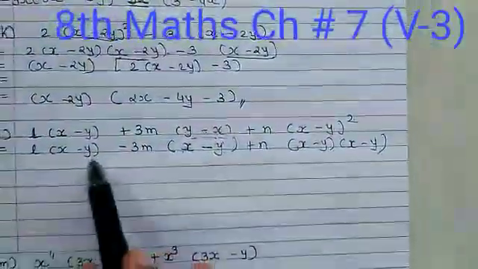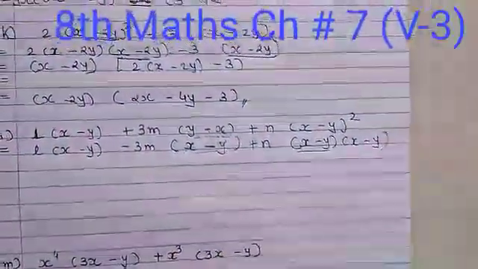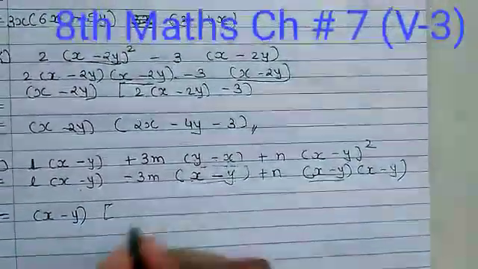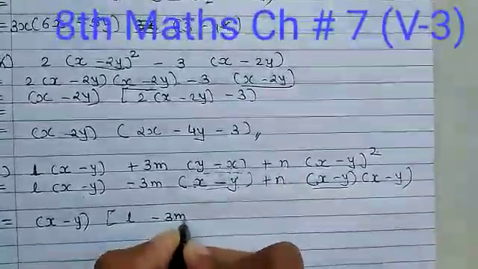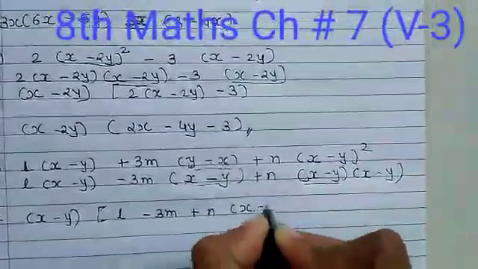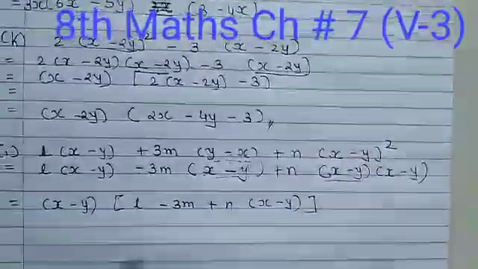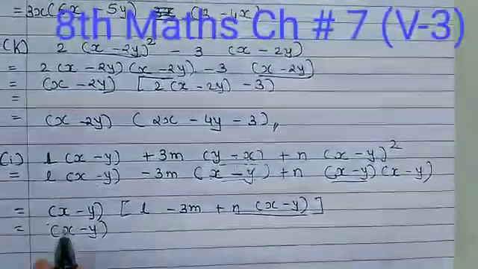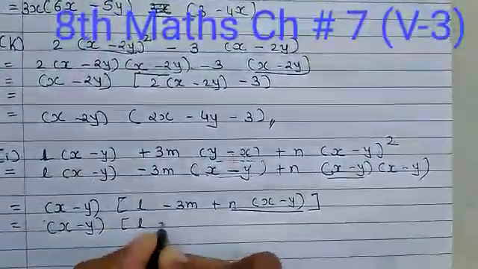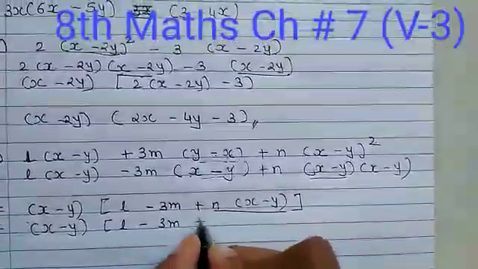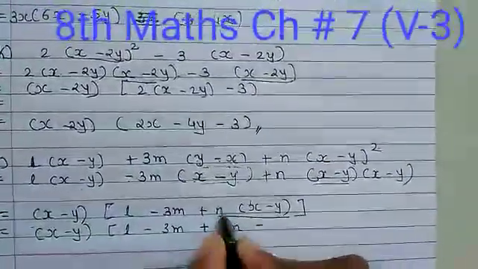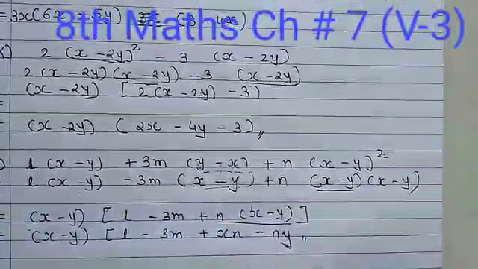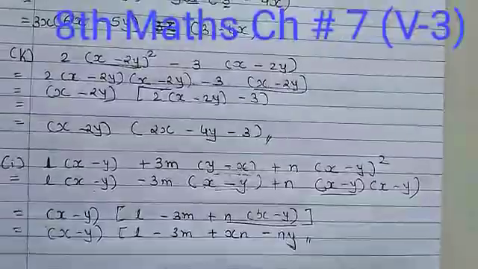Now out of this we can see that x minus y is common in all. So we will write x minus y as a common. So what is remaining in the bracket? L minus 3m plus n. Getting this one? Now here multiplication is possible, so you have to go for the multiplication. So x minus y into bracket L minus 3m plus n into x, xn, and n into y become minus ny. That is our final answer.